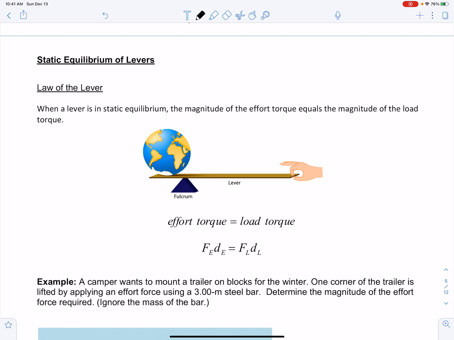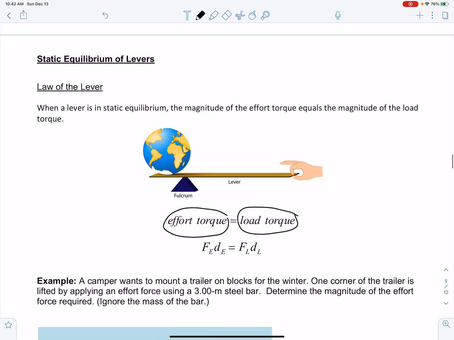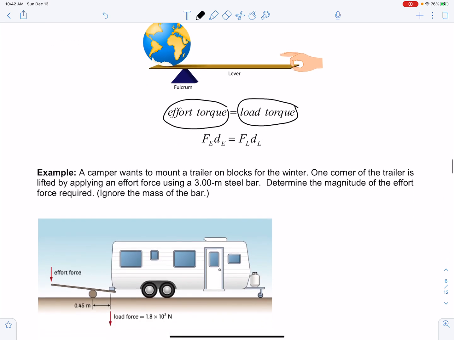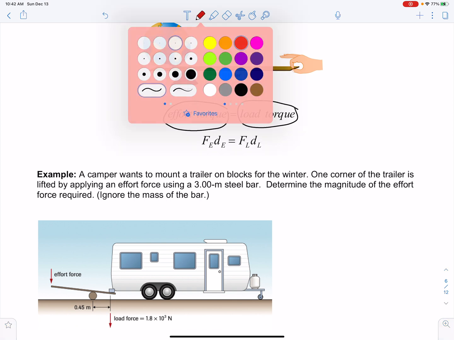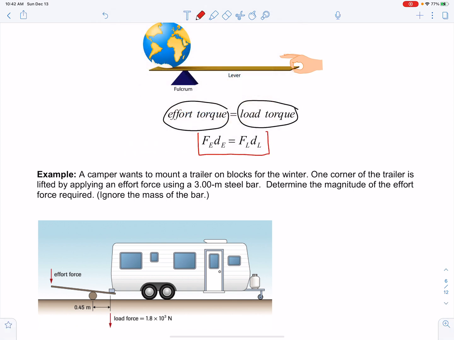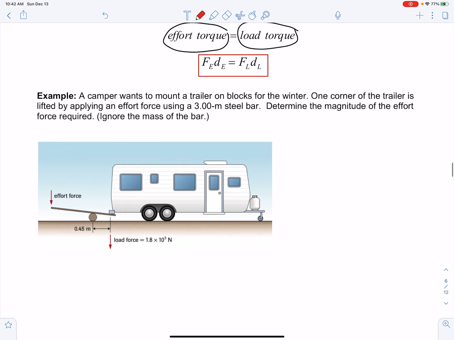So we know that the effort torque must equal the load torque. So we can write that as an equation. And this is our equation here, which summarizes the law of the lever. Let's try with an example.